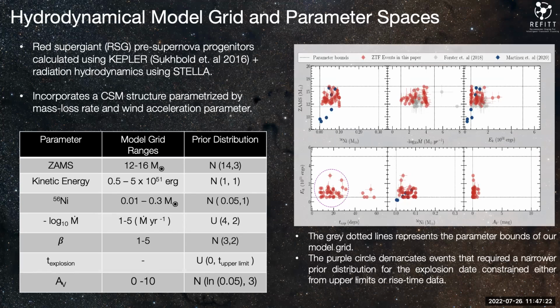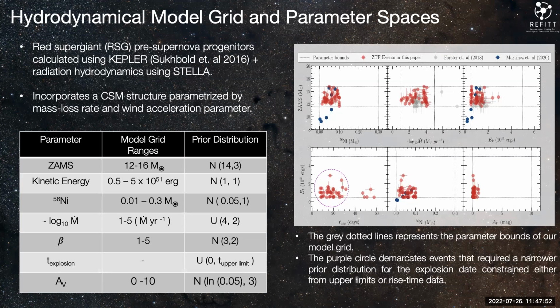If you look closely here, Martinez et al. had a linear kind of correlation, but from our inferences, we find some of the events having overdensity towards the model boundaries. So we are less confident in those inferences. I'll talk more about this, but the takeaway is that we can do this for all the survey data for complete Type II supernova light curves.